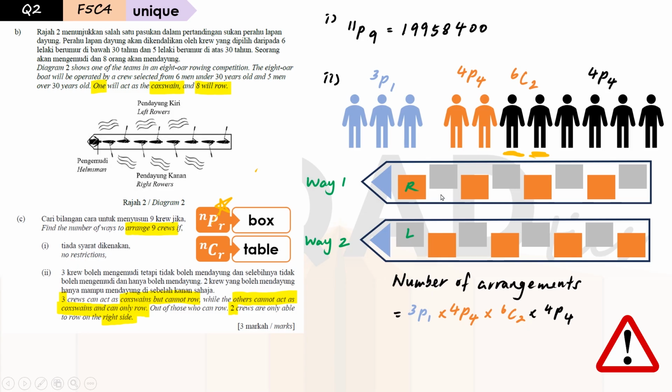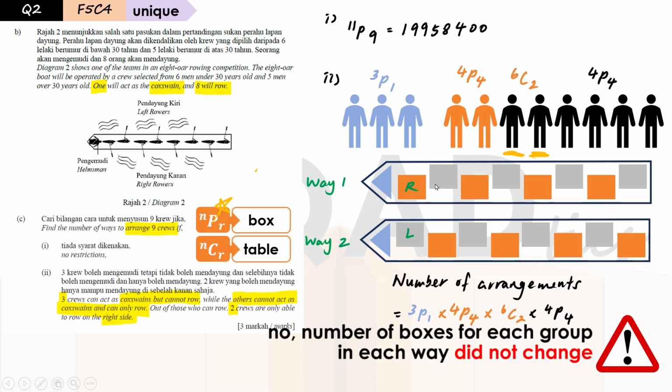So since we have two ways to arrange the rowers, does this mean we have to go through this process again? Well, actually, because the number of rowers here didn't change, for example, we have one coxswain for each way, and we have 4 left rowers for each way, and also 4 right rowers for each way. So there are no changes in terms of the number of people involved, which means that the number of arrangements for way number 1 will be the same as for way number 2. So here we don't need to go through the same process again, we can just multiply by 2.